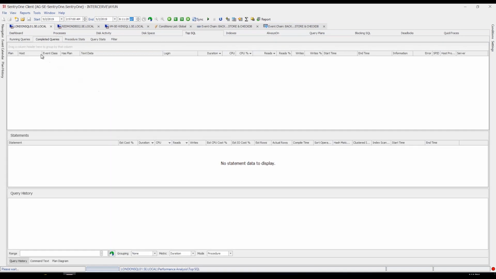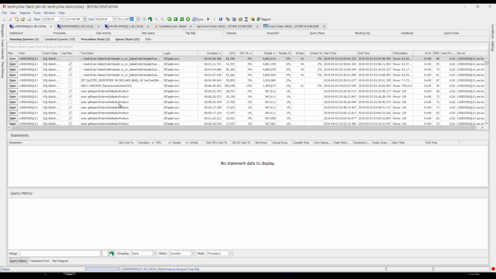So in TopSQL, we present you four different tabs of information. But for today's purpose, I'm just going to cover completed queries. So inside completed queries at the top third here, we're presenting to you batch information. So these are all the long running queries that occurred during this period of time. We capture all queries that have a duration of 5 seconds or longer.